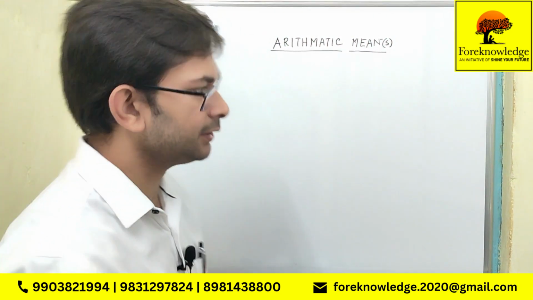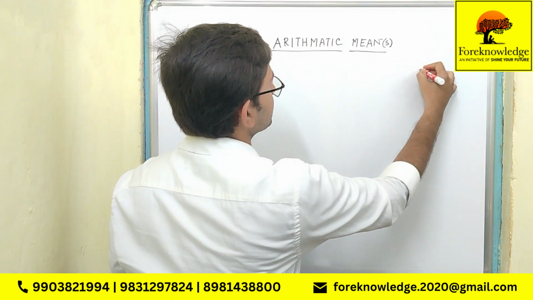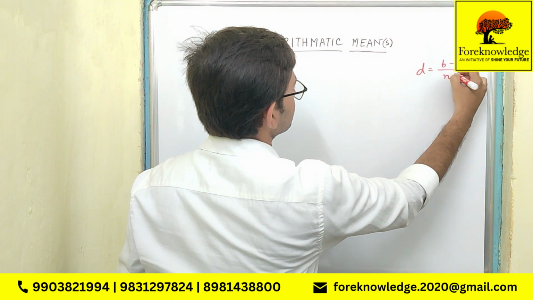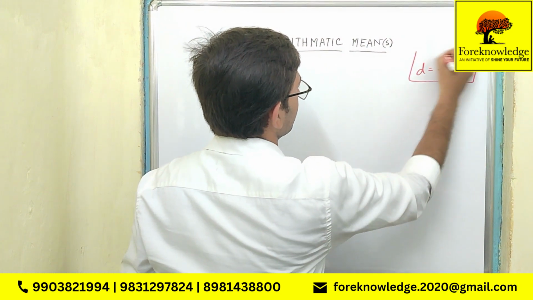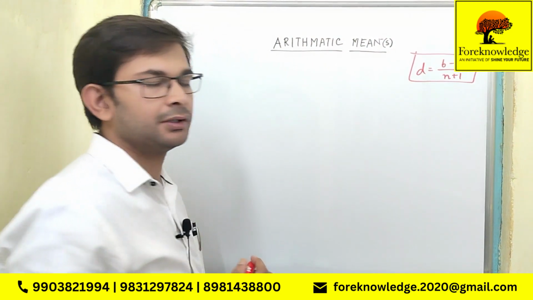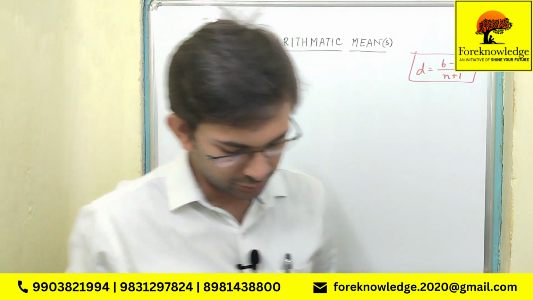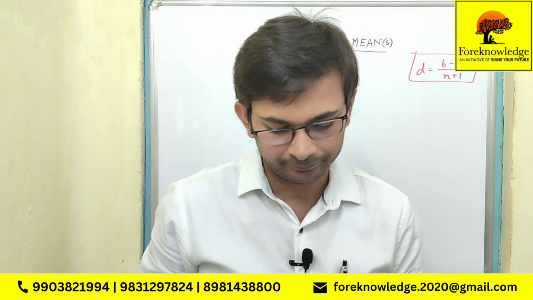I am just writing the formula for common difference here. D equal to B minus A, last term minus first term by number of terms minus 1. So let's solve a problem.